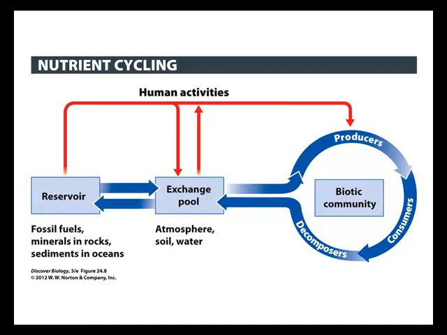So it's pretty much a closed system for nutrients. So everything we have is here on Earth. It's just that it shifts from pool to pool to pool. So we have all these pools. We have the biotic community that contain nutrients. We have the exchange pools like atmosphere, soil, and water that contain nutrients. And we have reservoirs, inaccessible reservoirs like fossil fuels, minerals and rock, and sediments in the ocean.